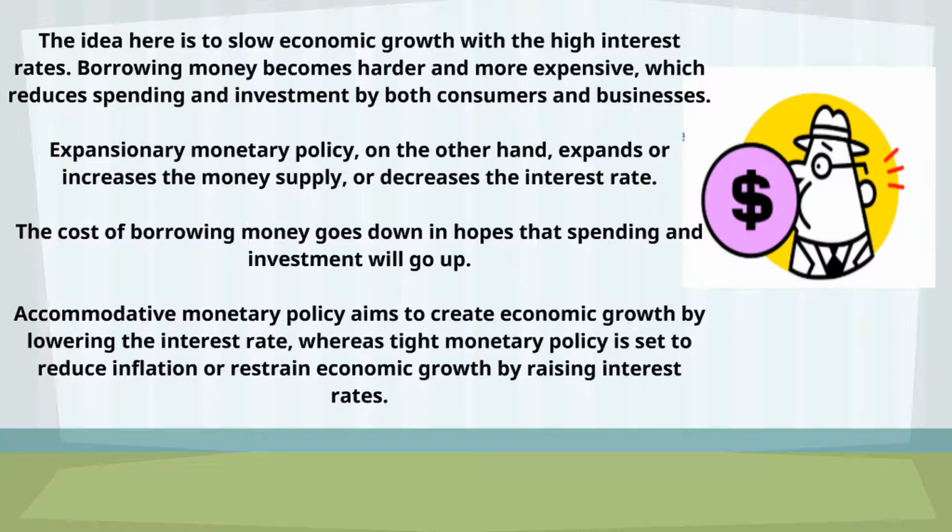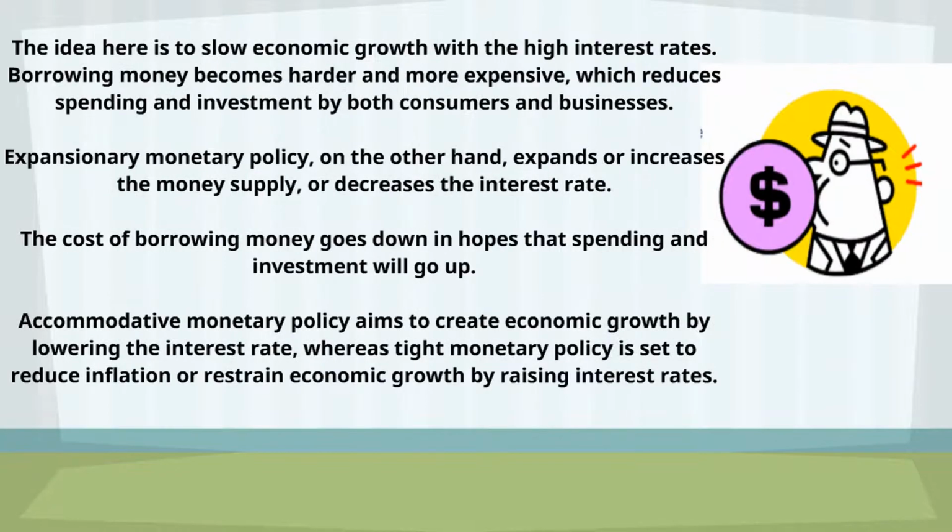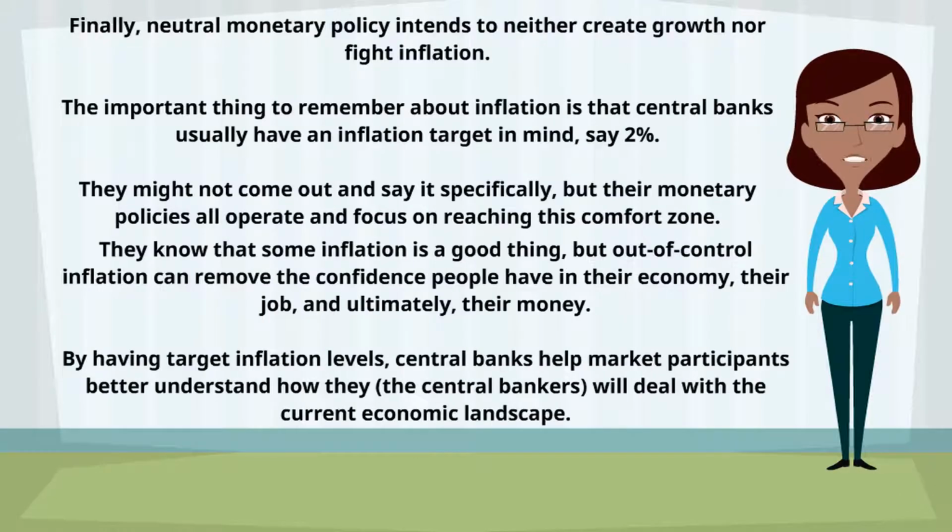Expansionary monetary policy, on the other hand, expands or increases the money supply, or decreases the interest rate. The cost of borrowing money goes down in hopes that spending and investment will go up. Accommodative monetary policy aims to create economic growth by lowering the interest rate, whereas tight monetary policy is set to reduce inflation or restrain economic growth by raising interest rates. Finally, neutral monetary policy intends to neither create growth nor fight inflation.